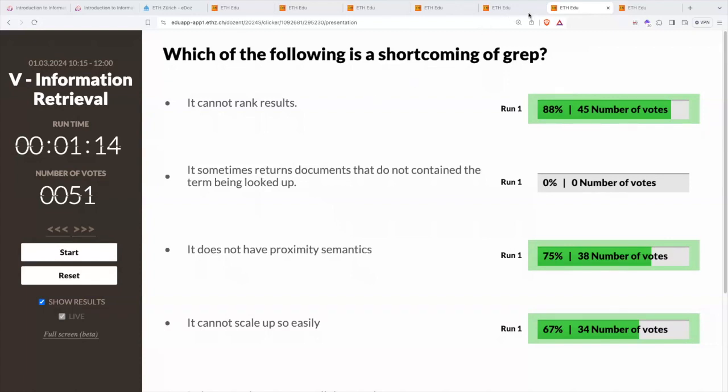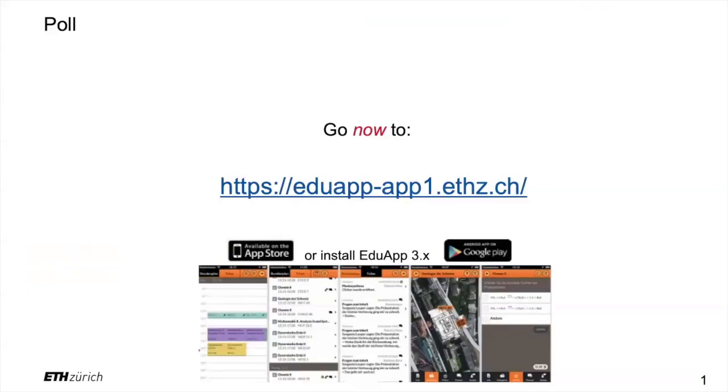So there are limitations to grep. And so that's not actually it. We need something better than grep for the use case that we have. I'm not saying that grep is not a good tool. I'm just saying that for the use case that we have right here, information retrieval, grep is not what we are looking for.